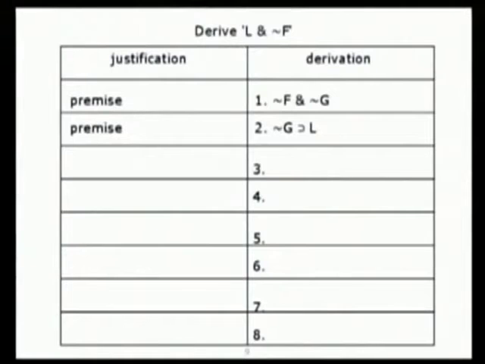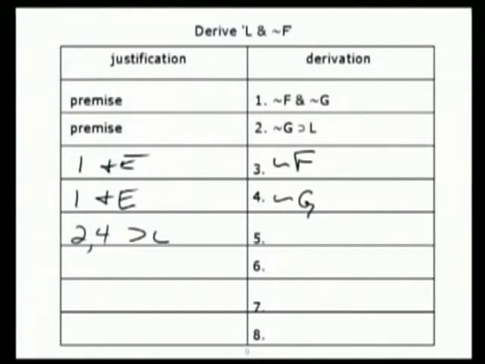All right, Kevin, what did you do on line 3? Line 3, I said using line 1 and ampersand elimination, I got not F. Then using line 1 with ampersand elimination, I got not G. Then using lines 2 and 4 and horseshoe elimination, I got L. And then 5 and 3, using ampersand introduction, I got L and not F. Okay, any questions about that one?